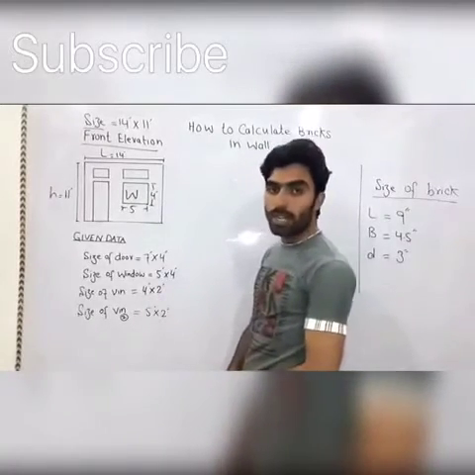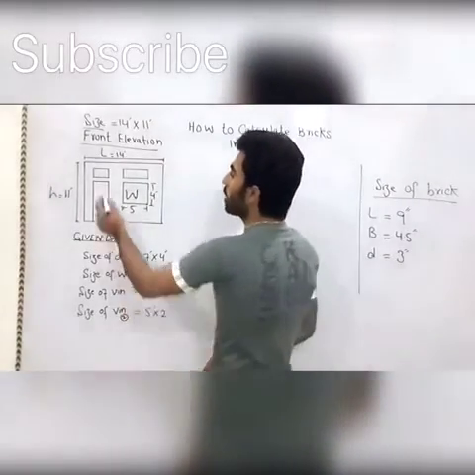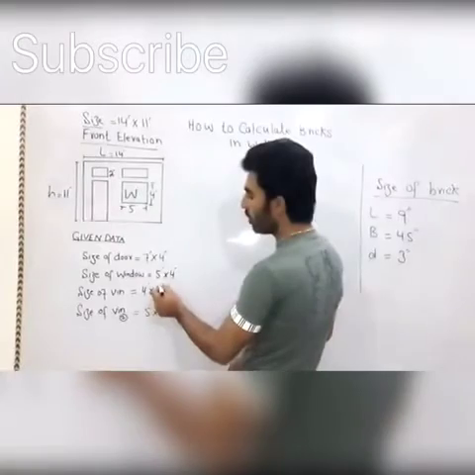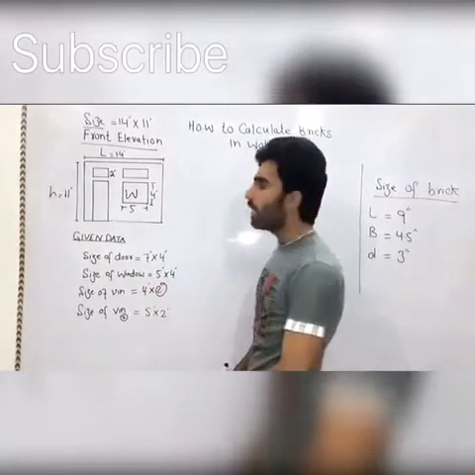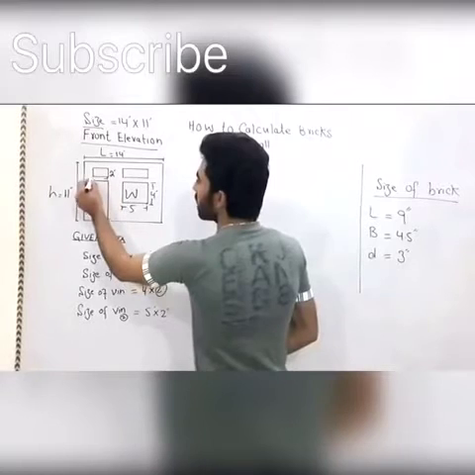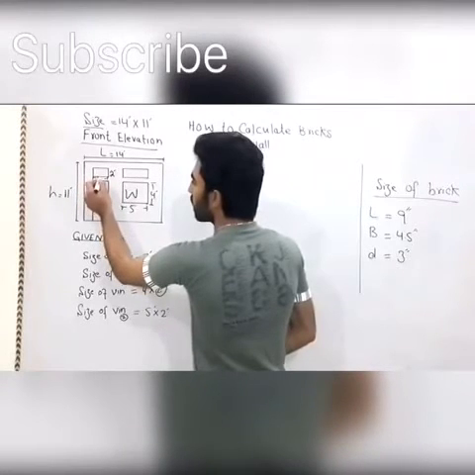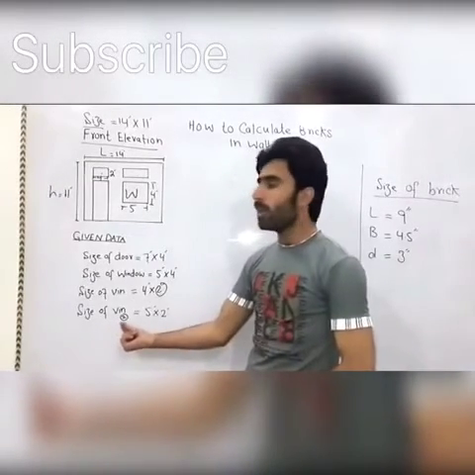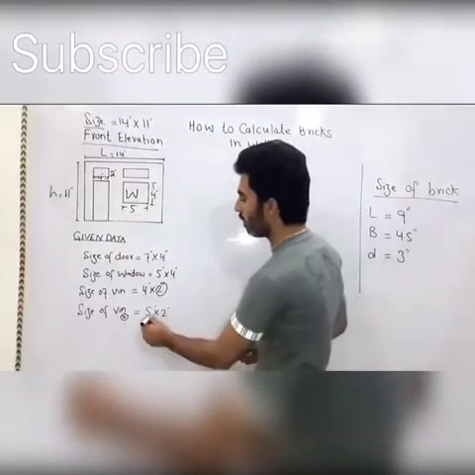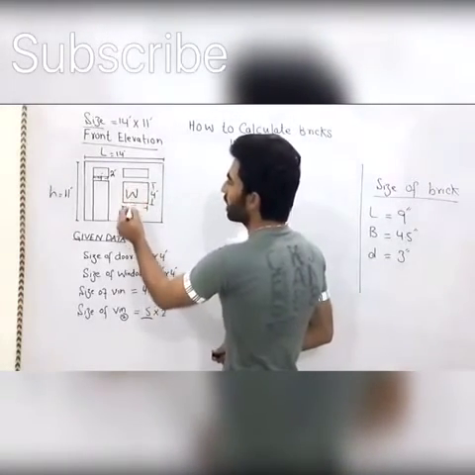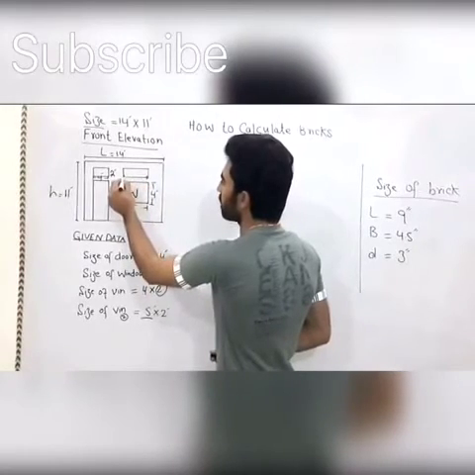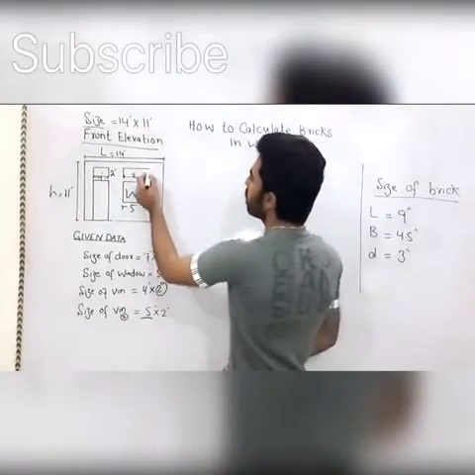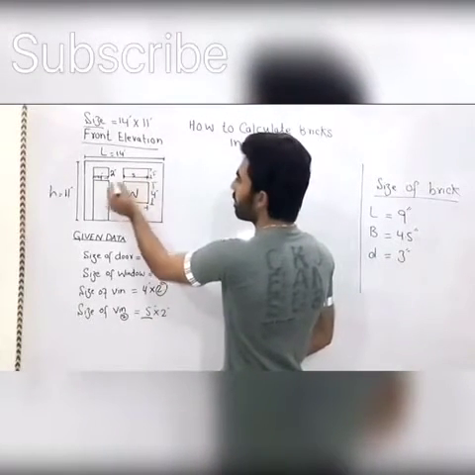Now the other one is the size of the ventilation, which you can also call the ventilator. The size of the ventilator is 2 feet, which is the height of the ventilator, and the breadth is the same as the door, which is 4 feet. The size of the second ventilator, above the window, is 5 feet, the same as the window. The height of the ventilator is 2 feet, same as the door ventilator.